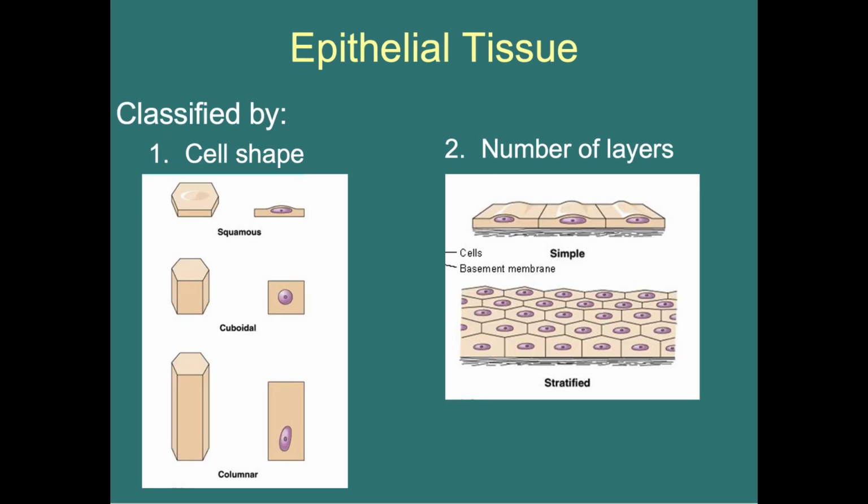Now, epithelial tissue is classified by the cell shape. So we can see that we're going to have flat, squished cells called squamous. We have cube-shaped cells called cuboidal. And we have tall, columnar-shaped cells called columnar cells. They're also classified by the number of layers. And so if we have one layer of cells, we call this simple. If we have multiple layers of cells, we call this stratified.